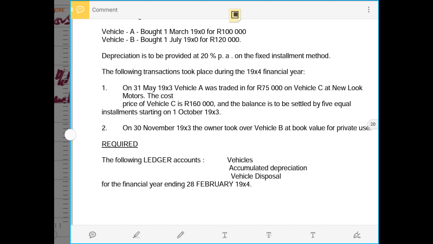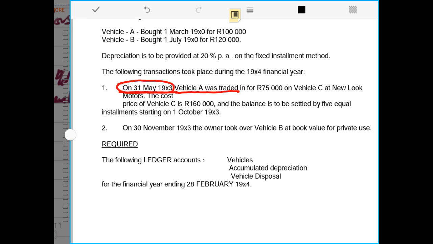if an asset is sold on the first day of the year, then we will not have to account for the depreciation. So let us check in this case. We said under the transactions that occurred during the year that on the 31st of May 1993, vehicle A was traded in. That is the concern date. So now it means in March the asset was there. In April the asset was there. And in May the asset was there until the end of May.